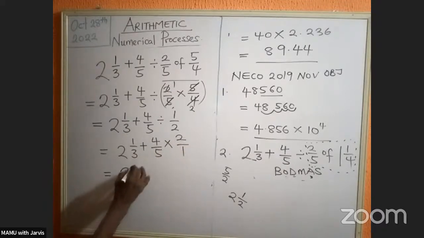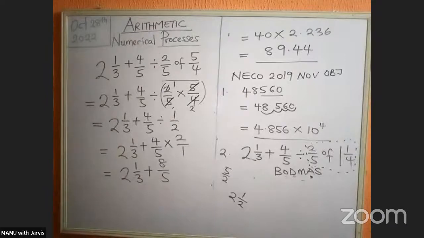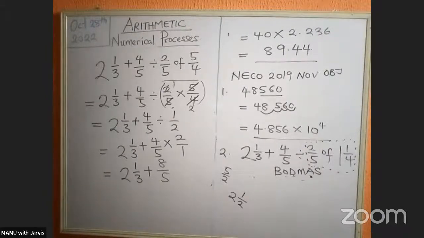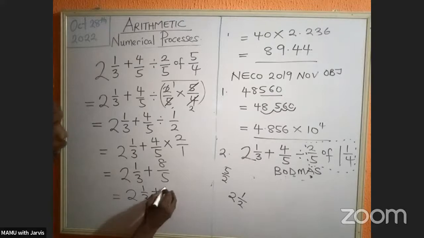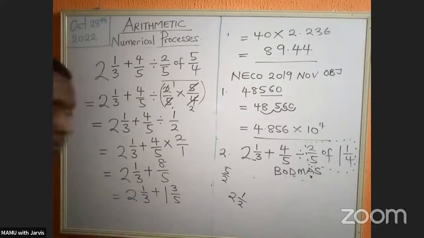So this will be 2 and 1/3 plus 4 times 2, 8/5. I was expecting somebody on the chat to have drawn my attention to that. Let's see if somebody had spoken earlier. All right. And this will be, give me what? 2 and 1/3 plus 1 and 3/5. Beautiful. Now I am correct.